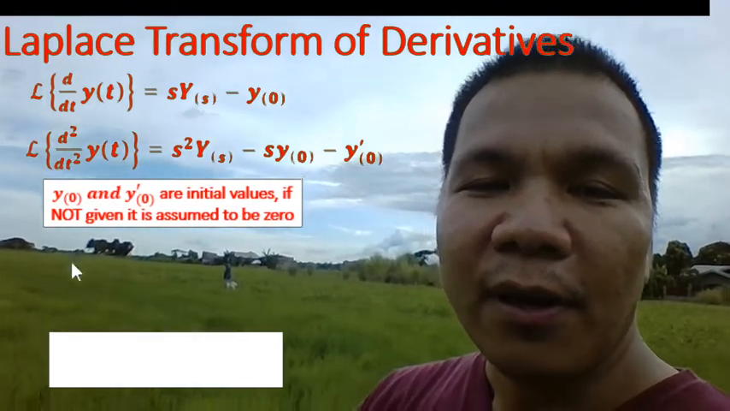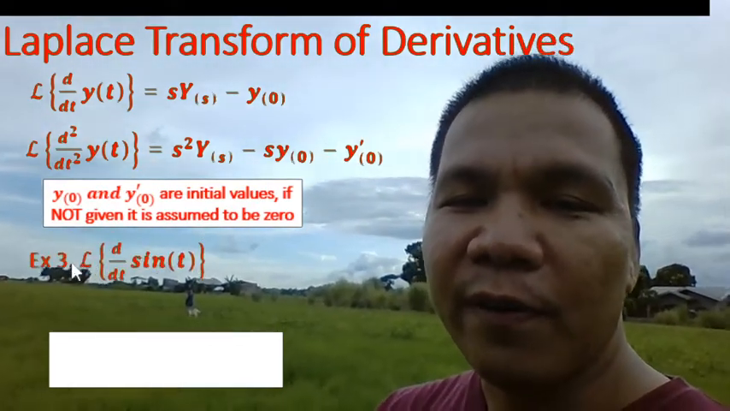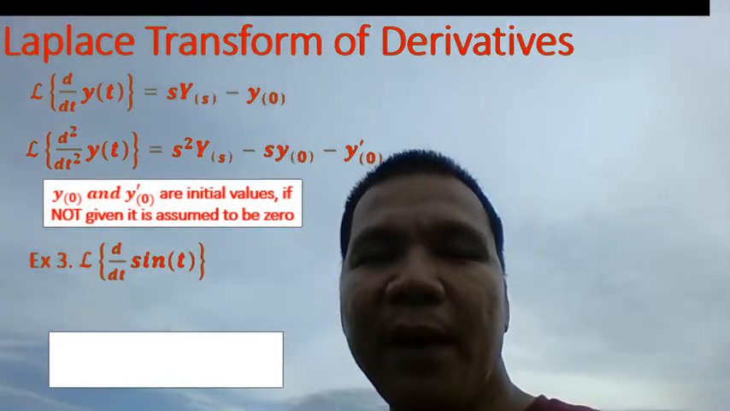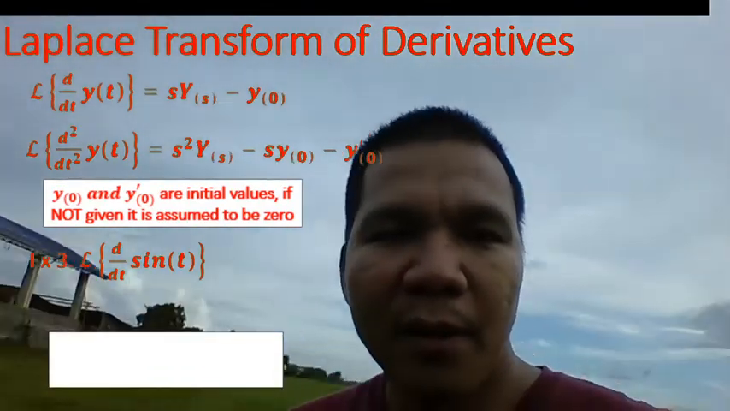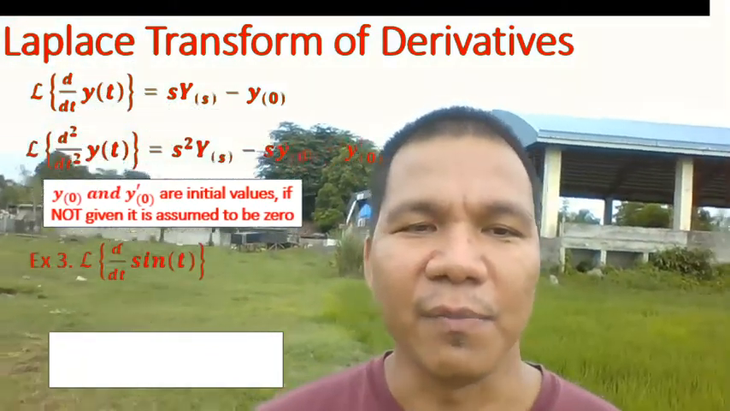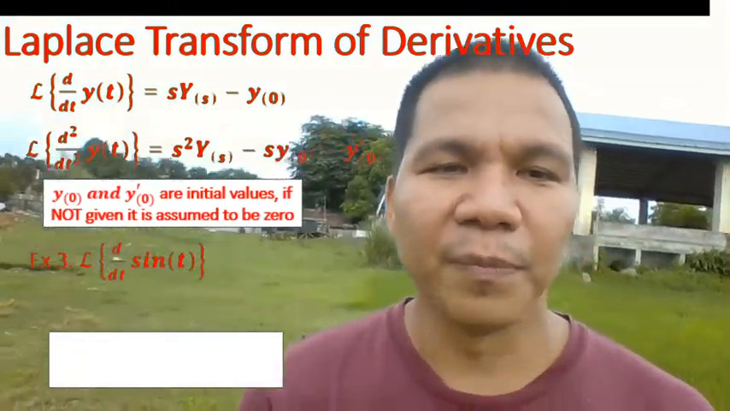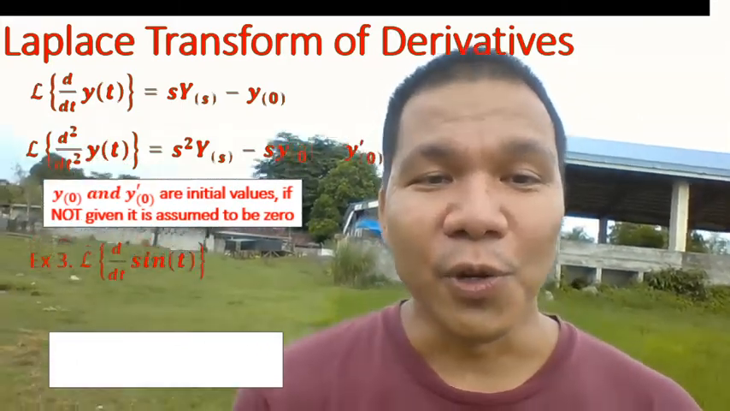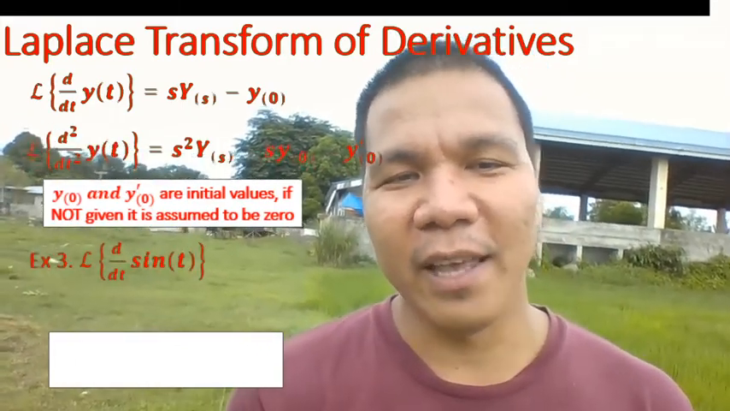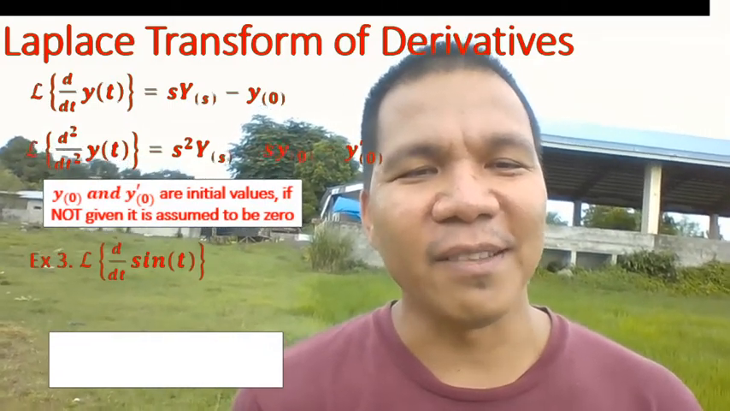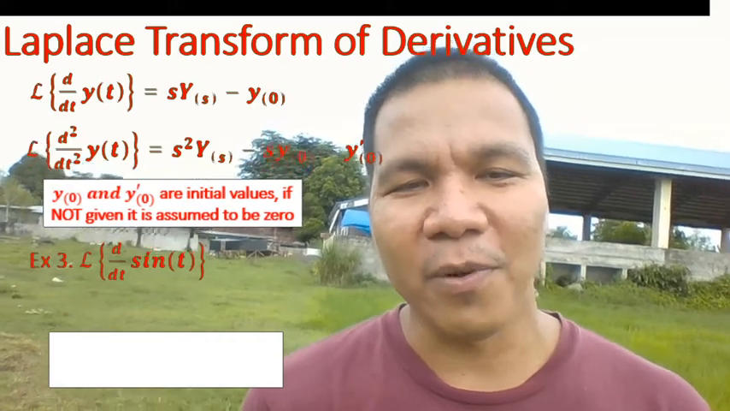All right, now let's proceed with our first example. I have here the Laplace transform of the derivative of sine. Do you know what the derivative of sine is? Oh yes, that's cosine, right? So that is the same as taking the Laplace transform of cosine.